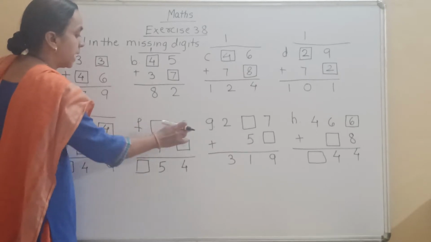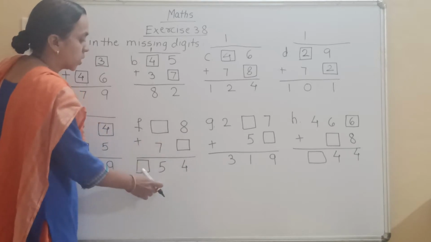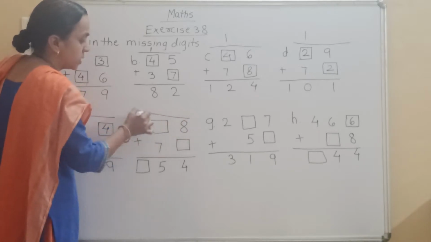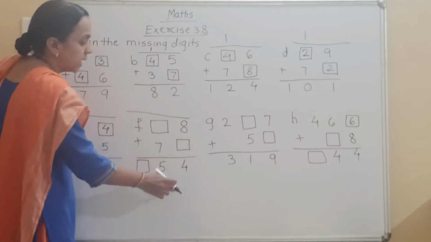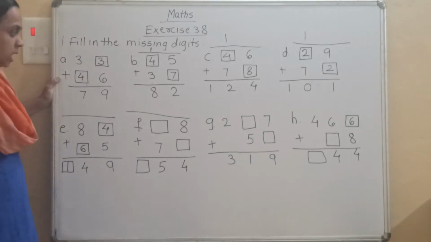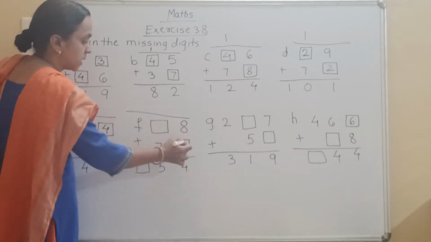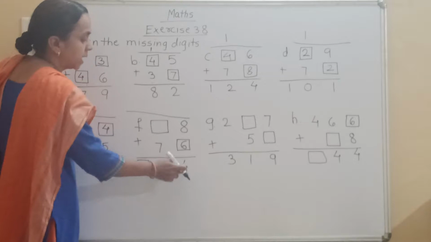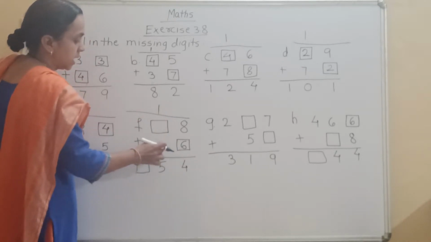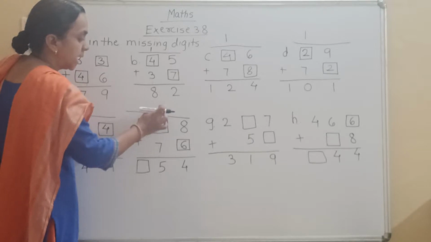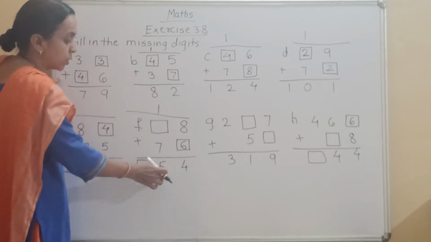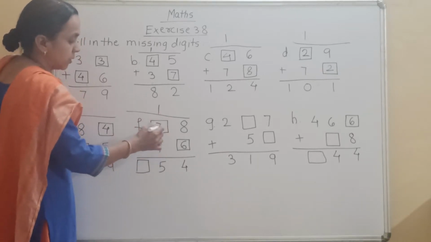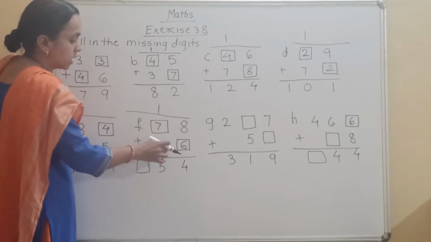Empty box 8 plus 7 empty box. Again now see, to 8, which number do we have to add so we get answer 14? So 8 plus 6. What is the answer? 8 plus 6, 14. So we will write here 4, give carry 1. Now 7 plus 1, 8. 8 plus how much equal to 15? 8 plus 7. So we have to write here 7. Now what is the answer here?